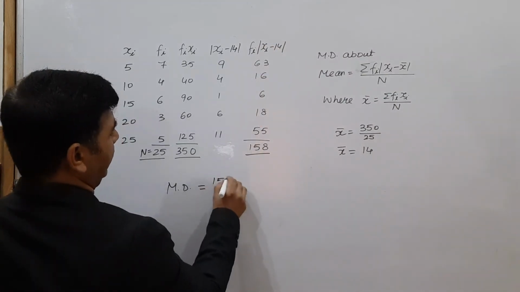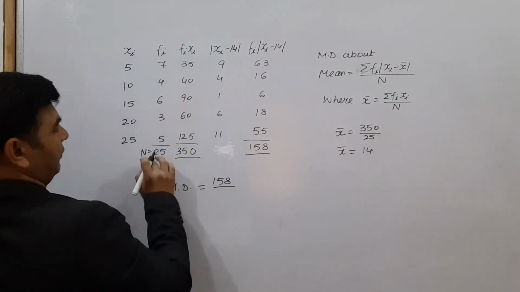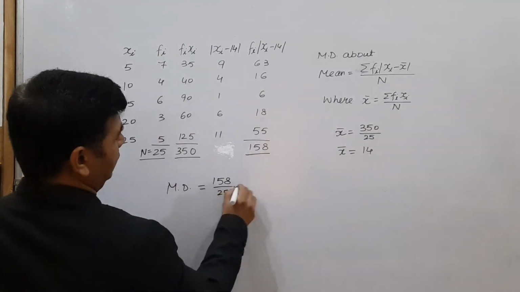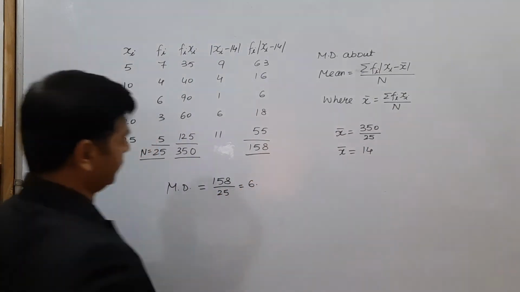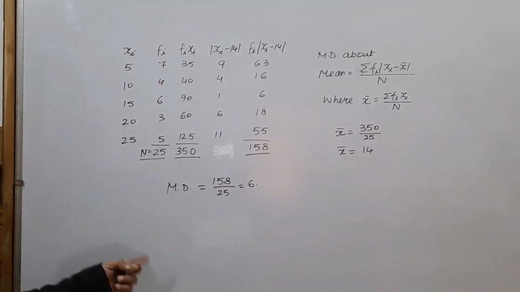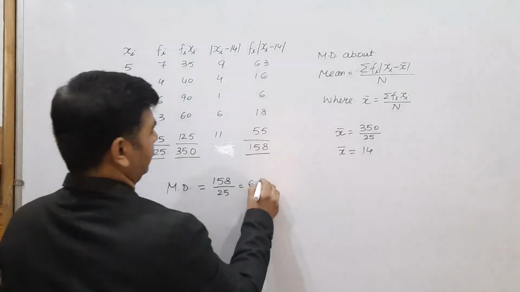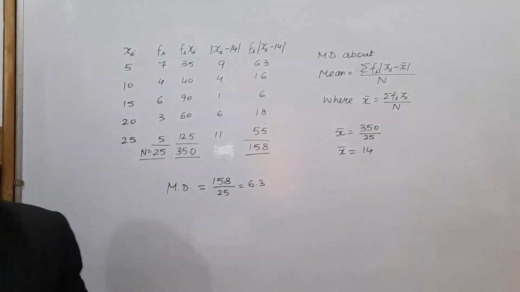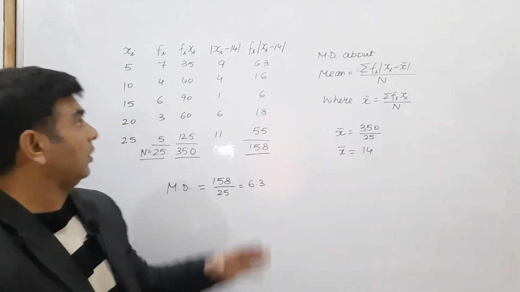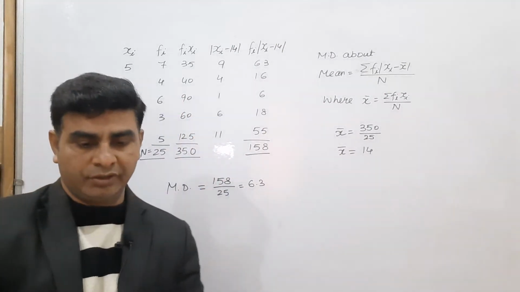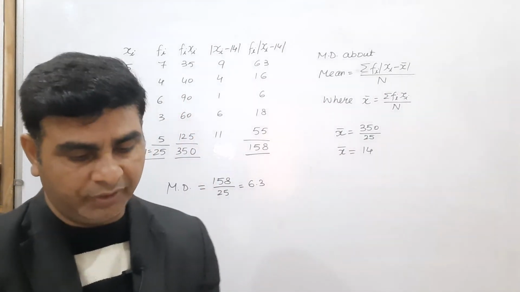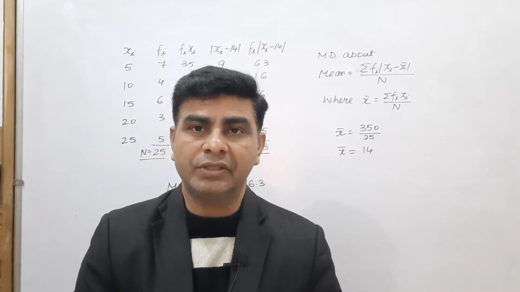This is 158 divided by the summation of fi, which is 25. This is 6 point something, I think 3. This is 6.3. So the answer, the mean deviation about the mean in this case, is 6.3. In this way you can do question number 6 as well by yourself.